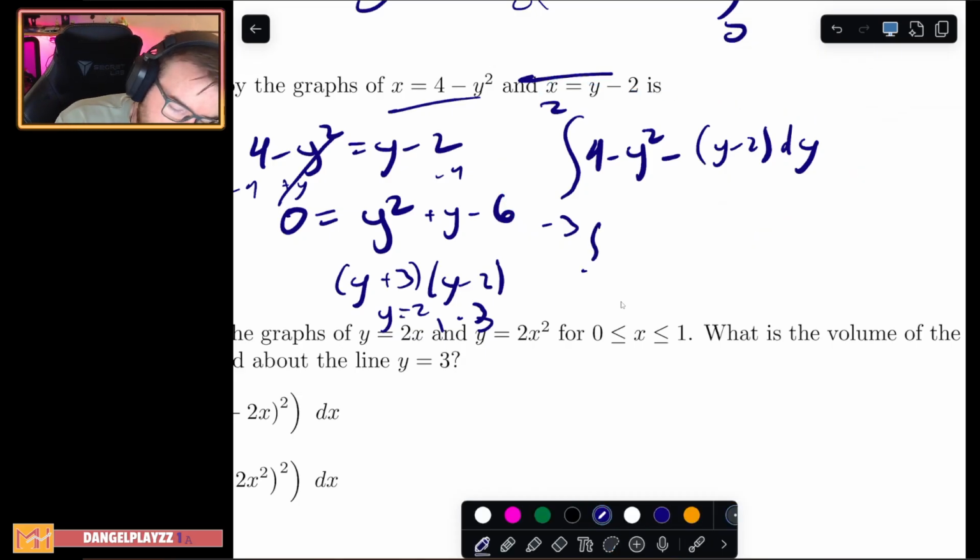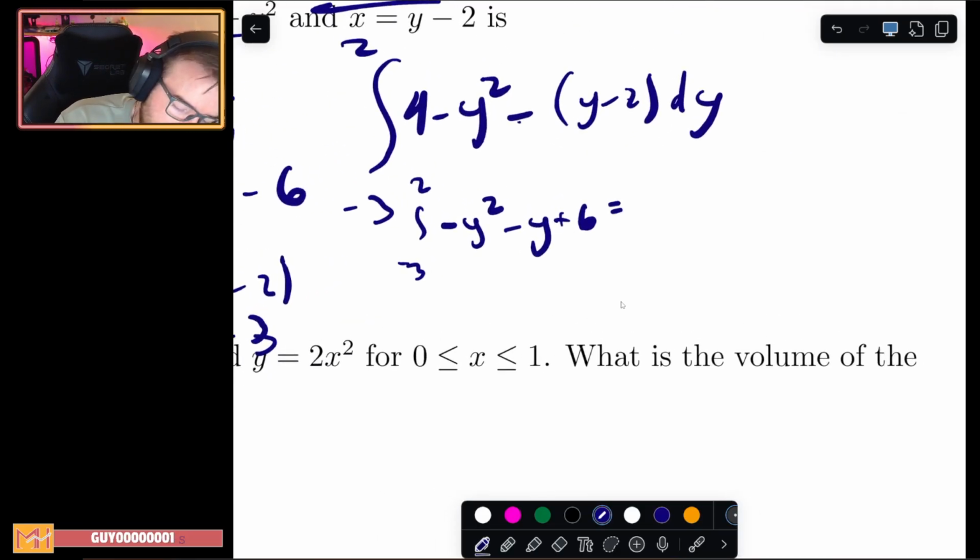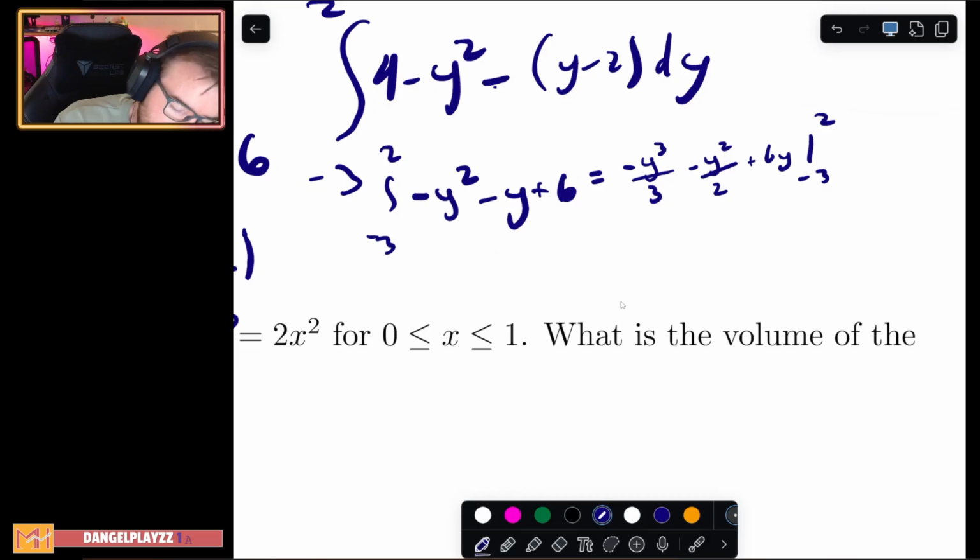So -3 to 2. Let's combine our like terms here. So we're going to have -y squared minus the y, minus -2 means +2, added with the 4 is a 6. Positive 6. Then we're going to integrate, and we'll have -y cubed over 3 minus y squared over 2 plus 6y along the bounds of -3 to 2. Then we're going to plug in 2.